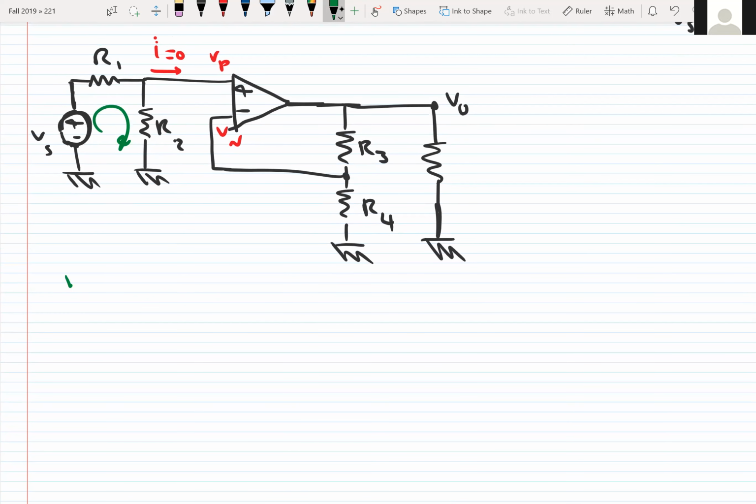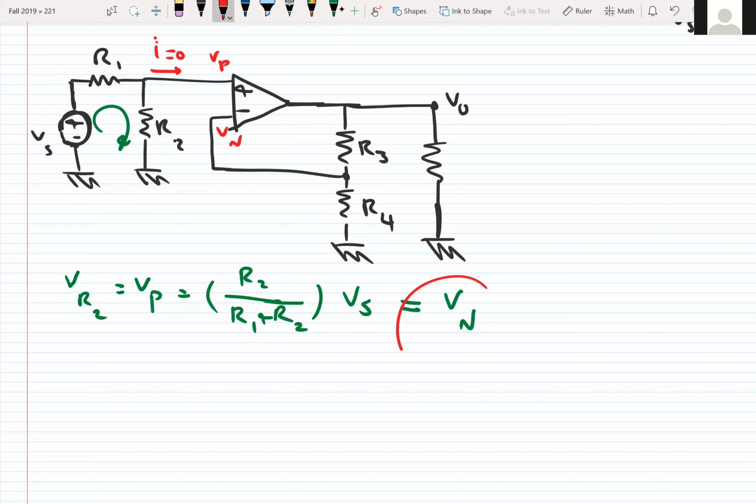So Vp, which is the voltage over R2, is equal to R2 over R1 plus R2 times Vs. Okay, so this is the value of Vp. We know the value of Vp because R1 and R2 are given, and Vs, of course, is the input. We simply found Vp, and it is equal to Vn. Very important. Don't forget to write this one.